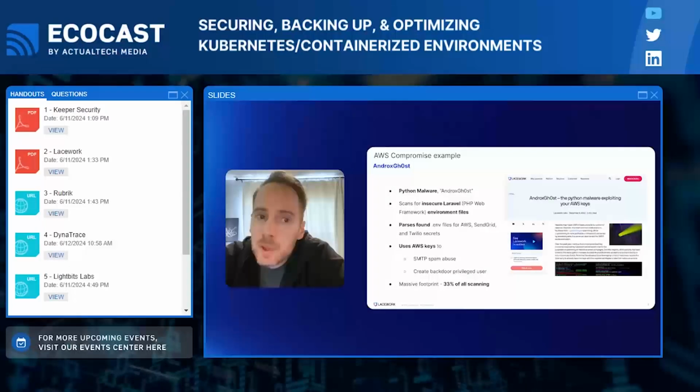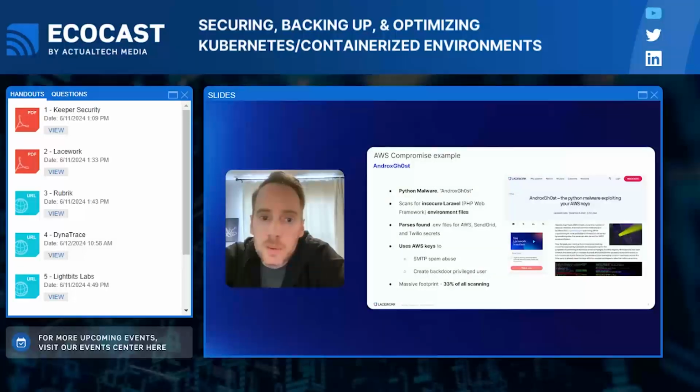Now, when we were developing one of these for AWS compromised users, one of the first things that we found when we were doing our initial research was this threat called Androx Ghost. So the way that this works is the threat scans the internet for any sort of insecure Laravel environment files. Now, that's a PHP web framework, so we expect those to be public facing.